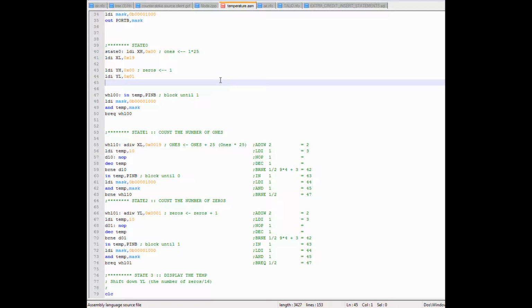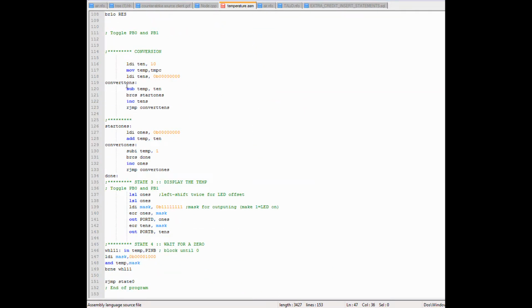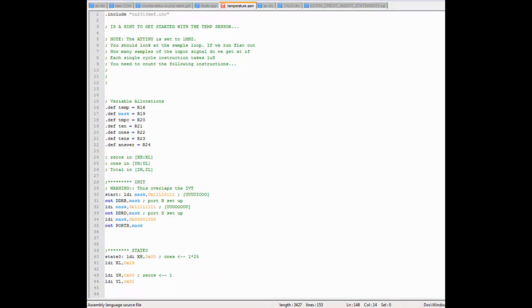This is the first one without interrupts, just the temperature sensor. Most of this code is from Professor Rosine, but again, we had to write our own conversion, so that's this down here. First thing I'm going to talk about is this up here.